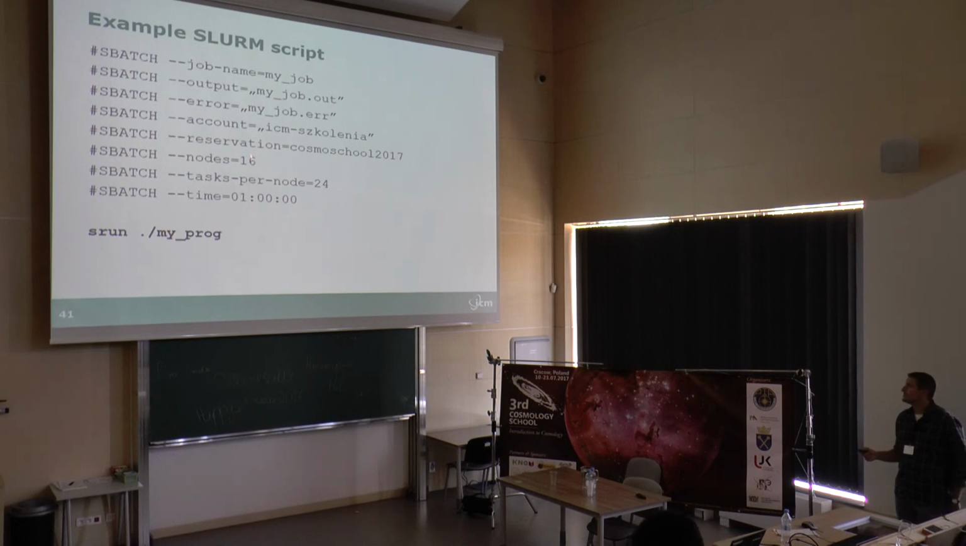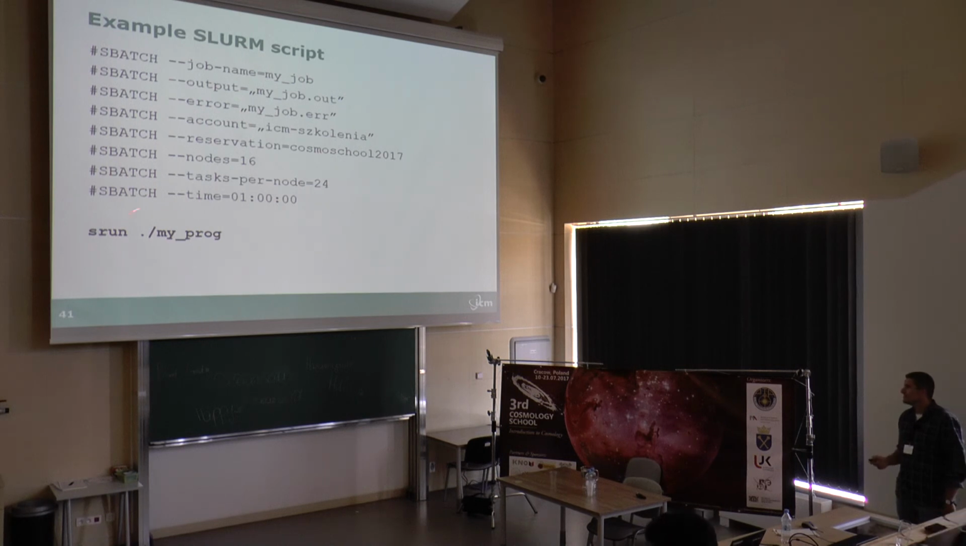Then you can specify the number of nodes that you need, the number of tasks, so processes that you want to run per each node, and how much time you need to run your job. So for example, here we are applying for 1 hour. Okay, so it's hours, minutes, seconds. You can also apply for days, but we'll come through it later.